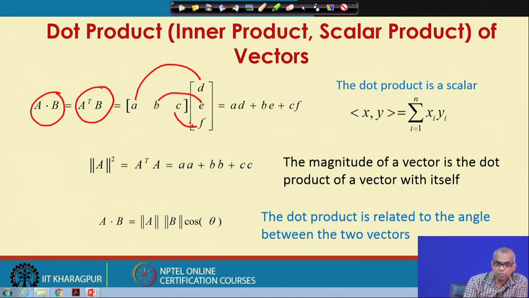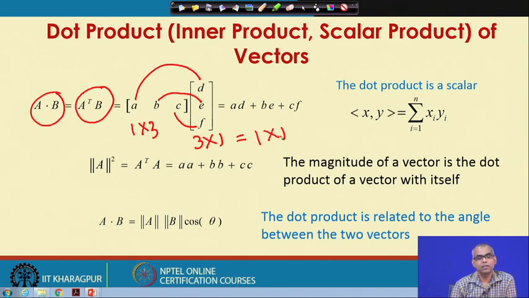So, if I say in terms of matrix notation, this is 1 row 3 columns, this is 3 rows 1 column. So, the multiplication is defined because the columns of the first matrix A are equal to the rows of the second matrix B. You can also immediately see that the product will have dimension 1 by 1, that means it is going to be a scalar. So, the dot product is a scalar quantity.